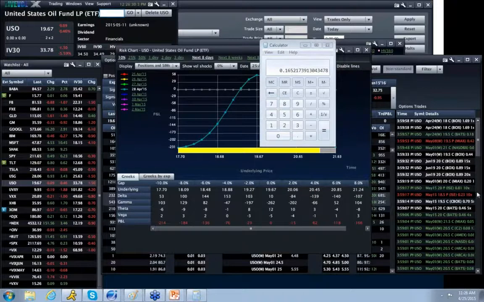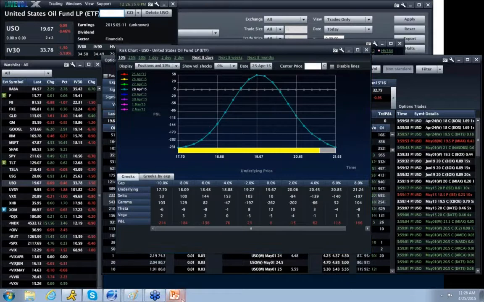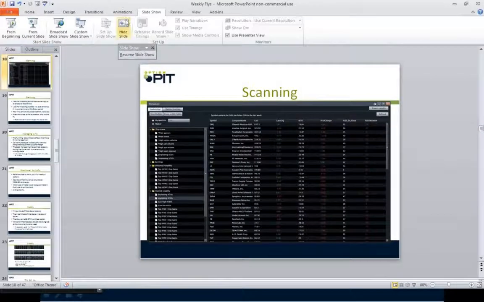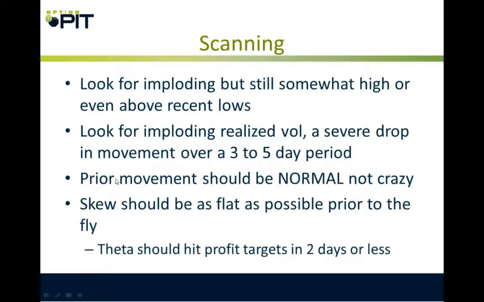How about using low beta stocks in general for this trade? I think that makes a lot of sense. I'll bet low beta stocks typically have more overpriced implied volatilities than high beta stocks. All right, look for imploding realized vol, a severe drop. Prior movement should be normal, not crazy, which is the problem with McDonald's. And again, 2 days. That's it.